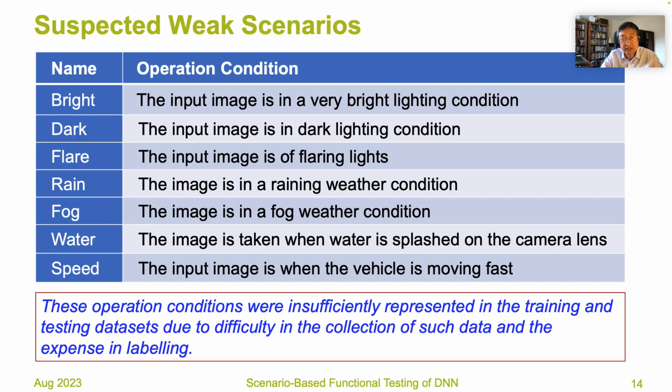These kinds of operating conditions were insufficiently represented in the training data and in the test data set as well, because this kind of weather and lighting condition is difficult to collect raw data for and expensive to label.